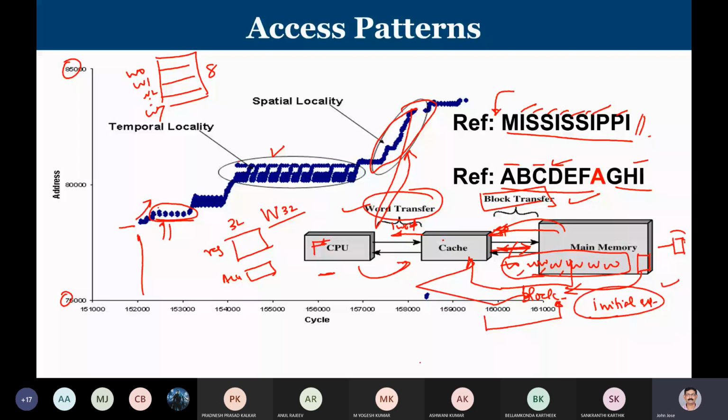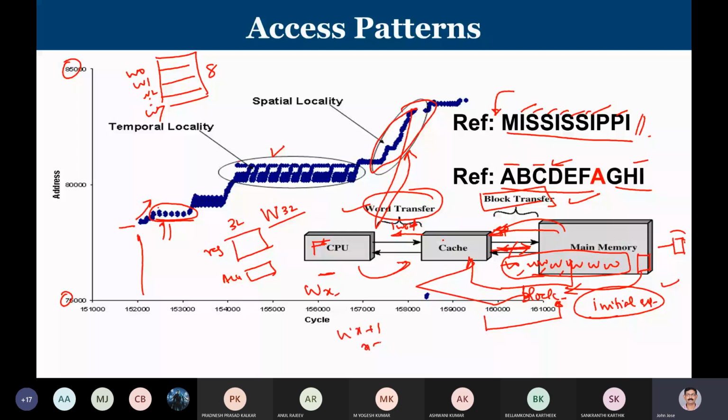Okay. Now, why am I sending a block? Because as per spatial locality, if CPU asks for word number X now, there is very high probability that CPU may ask for word number X plus 1 or X minus 1 or X plus 2 or X minus 2 in the near future.